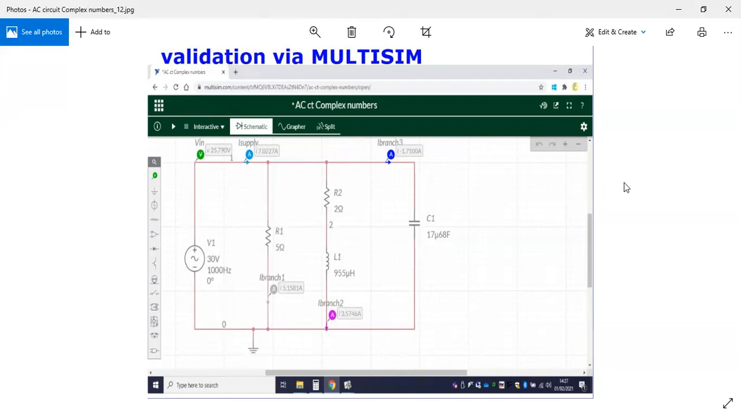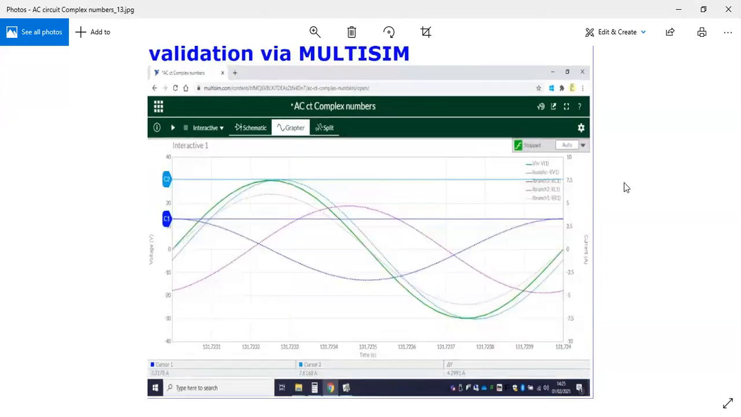If we put it through the simulator, what we can see here is the solid green is the voltage going in. The dotted blue is the supply current coming out. What we can see here is this smaller sine wave here is the capacitor current, capacitor branch. You can see at the very start when the voltage is 0, the capacitor current is at a maximum value. So the capacitor current leads the voltage by 90 degrees.